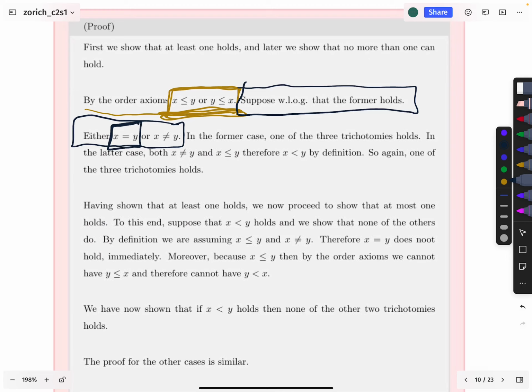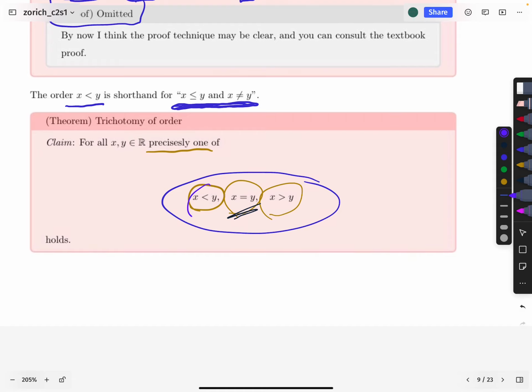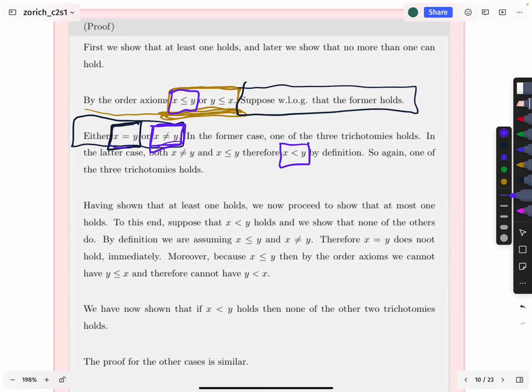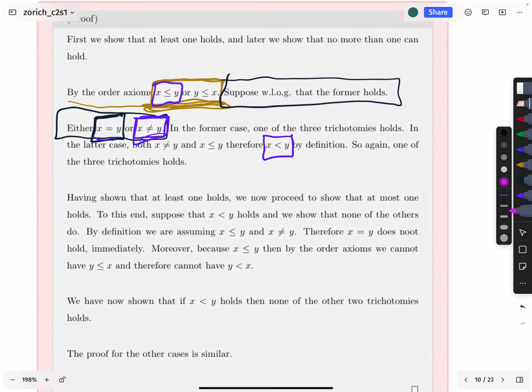But what about the other one? What if x is not equal to y? Remember, we are assuming, without loss of generality, that x is less than or equal to y. We're now assuming further that x is not equal to y. Well, by definition, that must mean that x is less than y. And again, that shows that in either of these two cases, this holds. So, yet again, no matter which way you go, one of the three things in the trichotomy must hold. That concludes the proof that at least one of the three must hold.